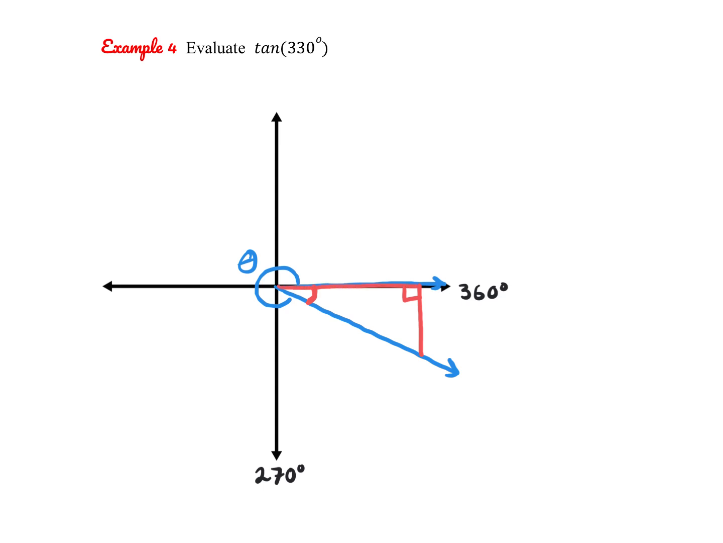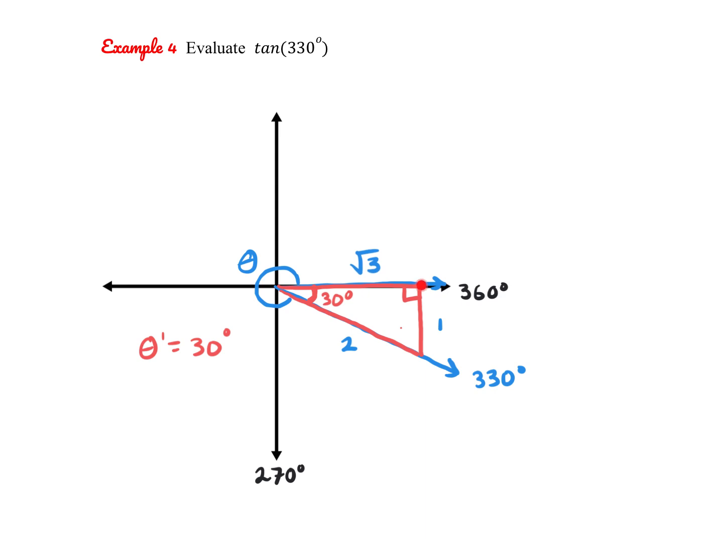So here's our right triangle. Now we need to figure out what this measurement actually is. This is 330, and the distance between 330 and 360 is simply 30 degrees. So we can see that our reference angle is 30 degrees. So again, what do we have? A 30, 60, 90 triangle. Across from the 30 is a 1. The hypotenuse is 2. This is root 3.